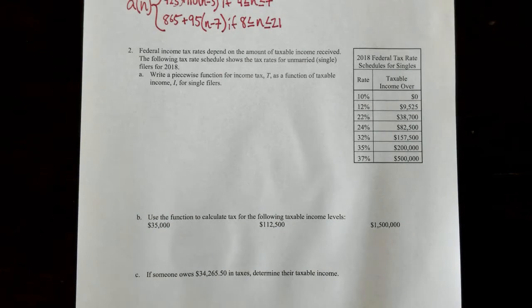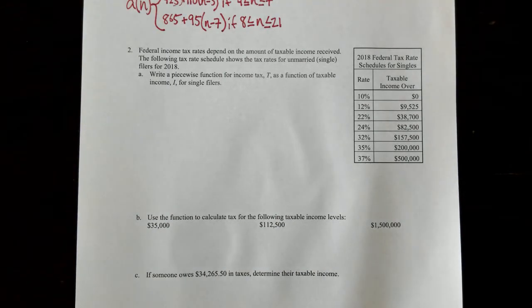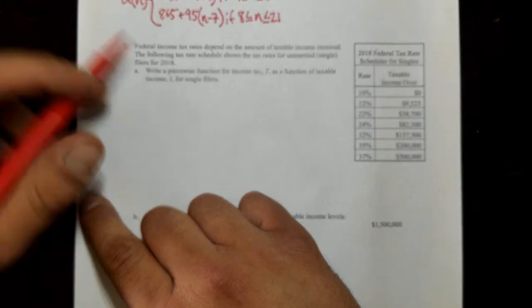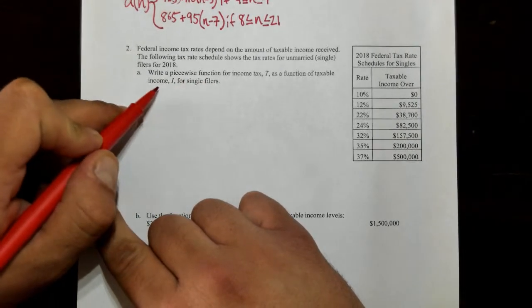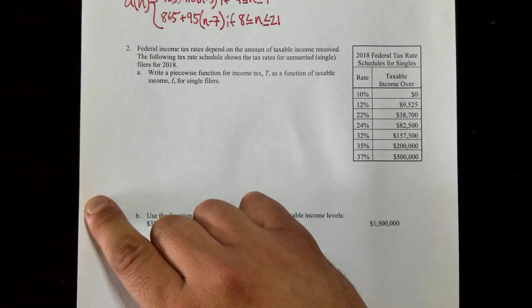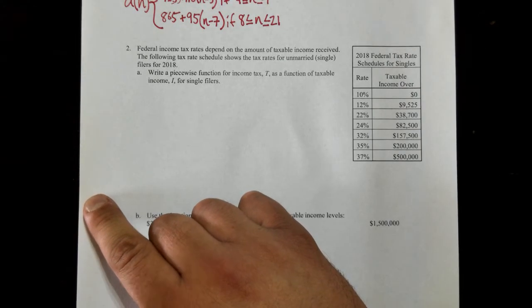Federal income tax rates depend on the amount of taxable income received. The following tax rate schedule shows the tax rates for unmarried single filers for 2018. So we need to write a piecewise function for this income tax: write a piecewise function for income tax T as a function of taxable income I for single filers. So here we have our table.